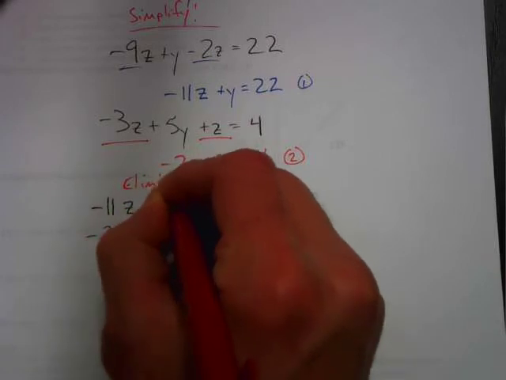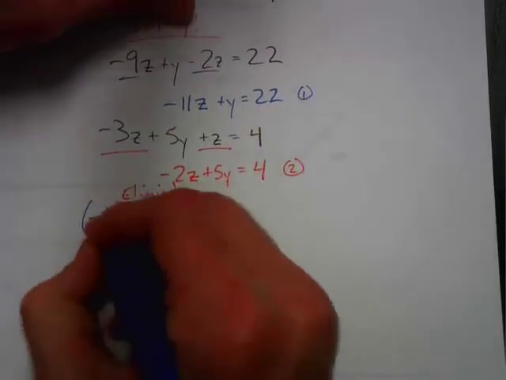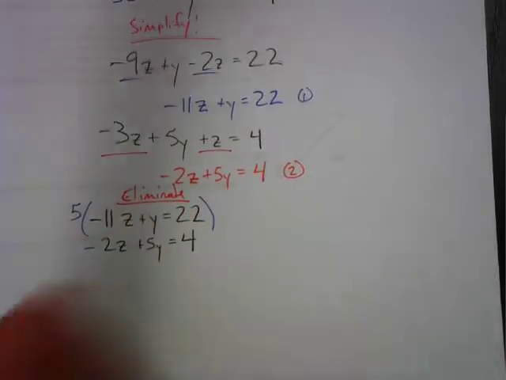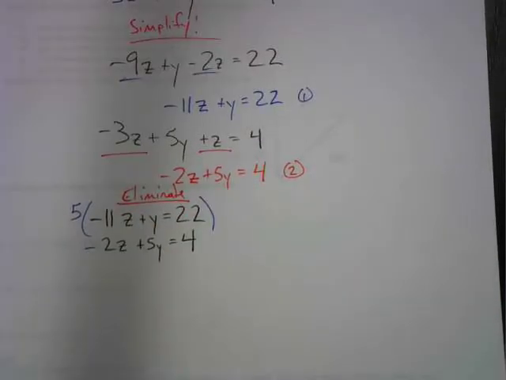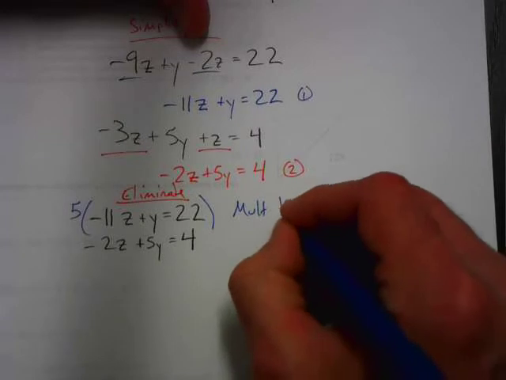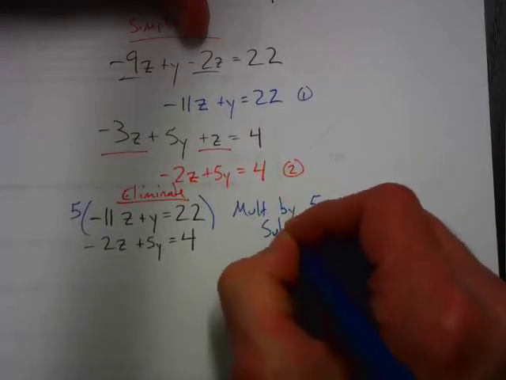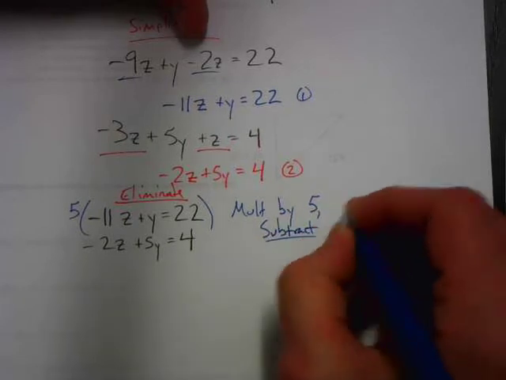So I will eliminate, and I'm going to choose to eliminate the variable y. I'm going to multiply the top equation by 5 because that's the hard part. Thinking of that, I'm going to multiply the top equation by 5 and subtract to cancel y.